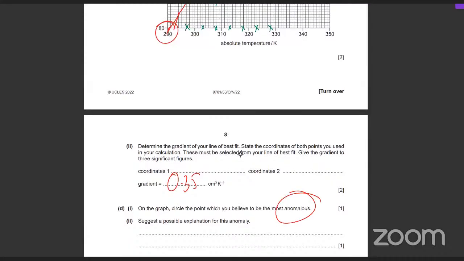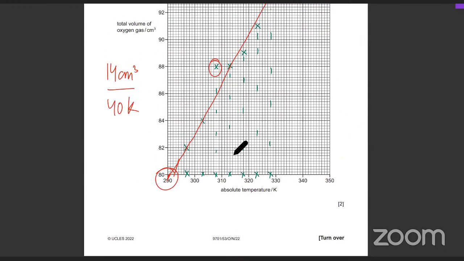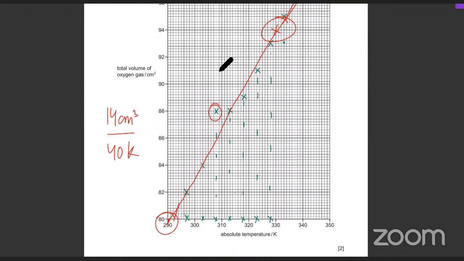Then you have to circle the anomalous point. We already did that. So now a possible explanation for this. Why do we have an anomalous point over here? You said we don't take the first one, that's when the first gas collection was wrong. No, it's that the experiment is going on, and in the middle you have an incorrect value. Human error. What could be the error in this case?